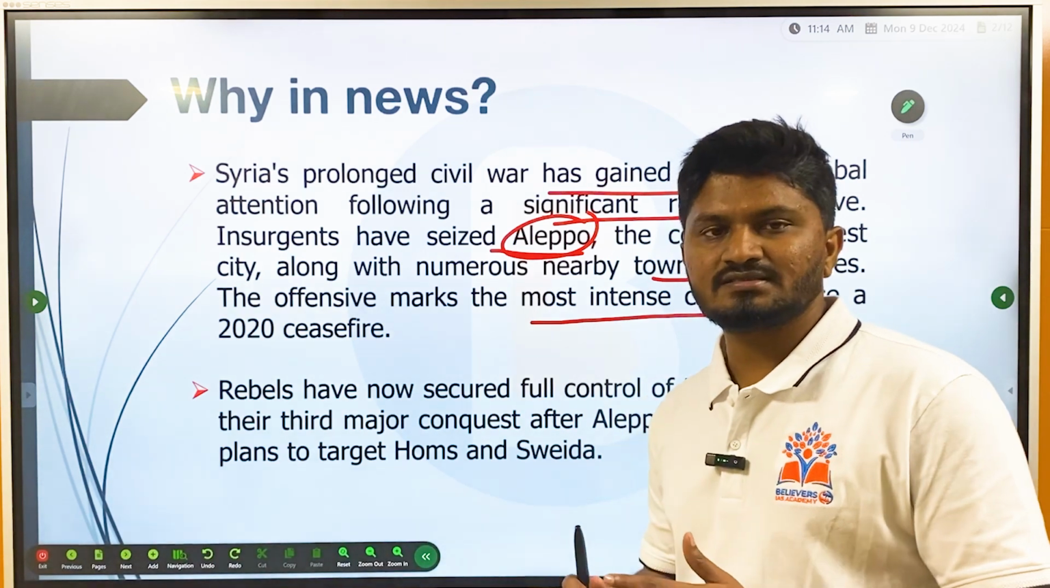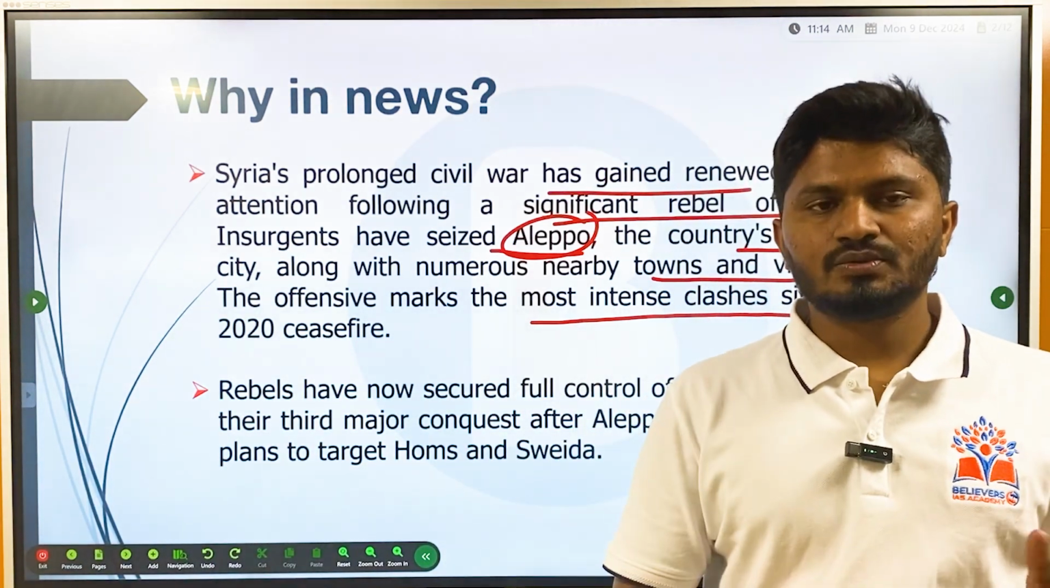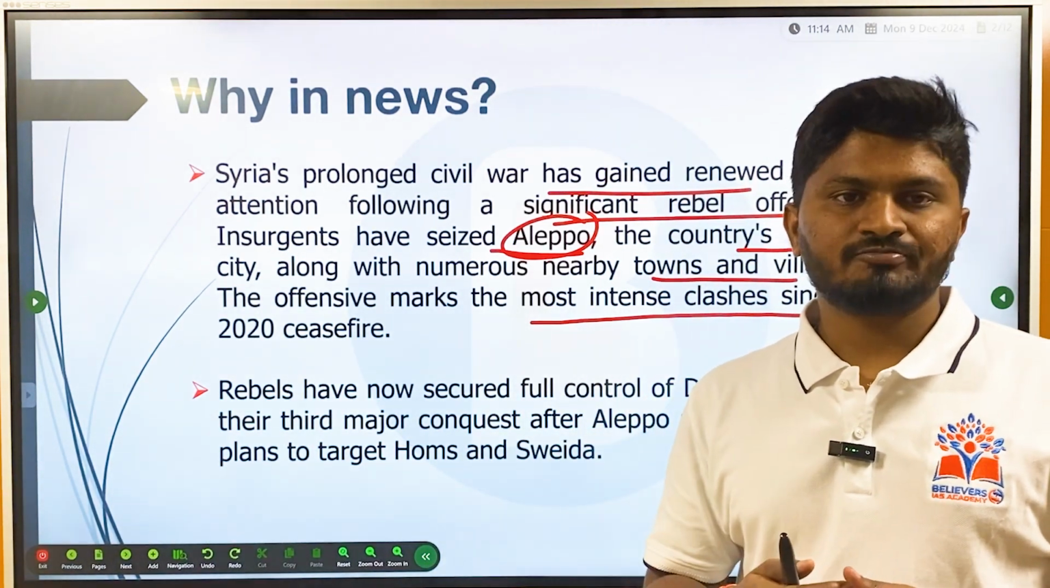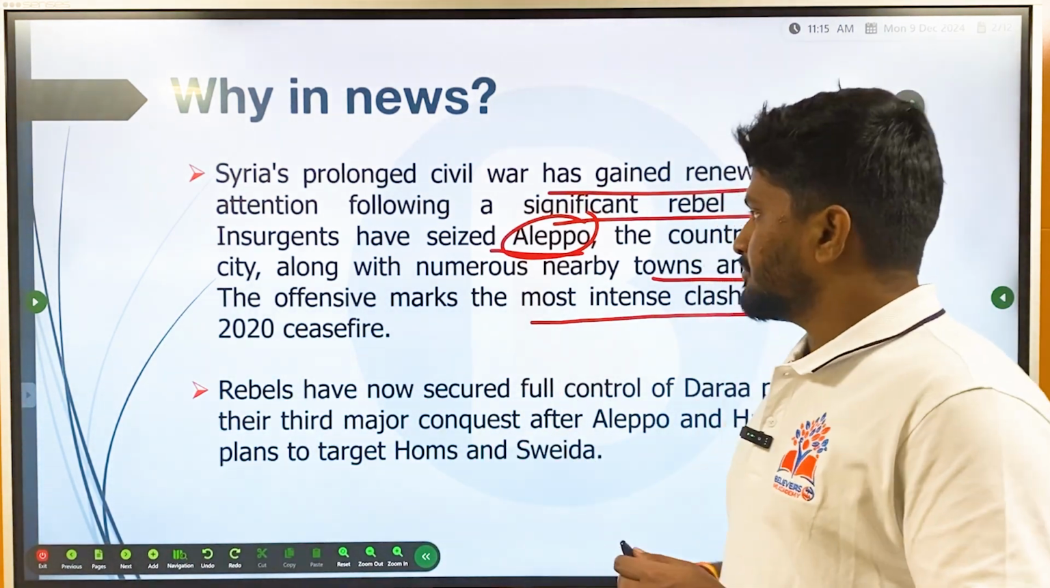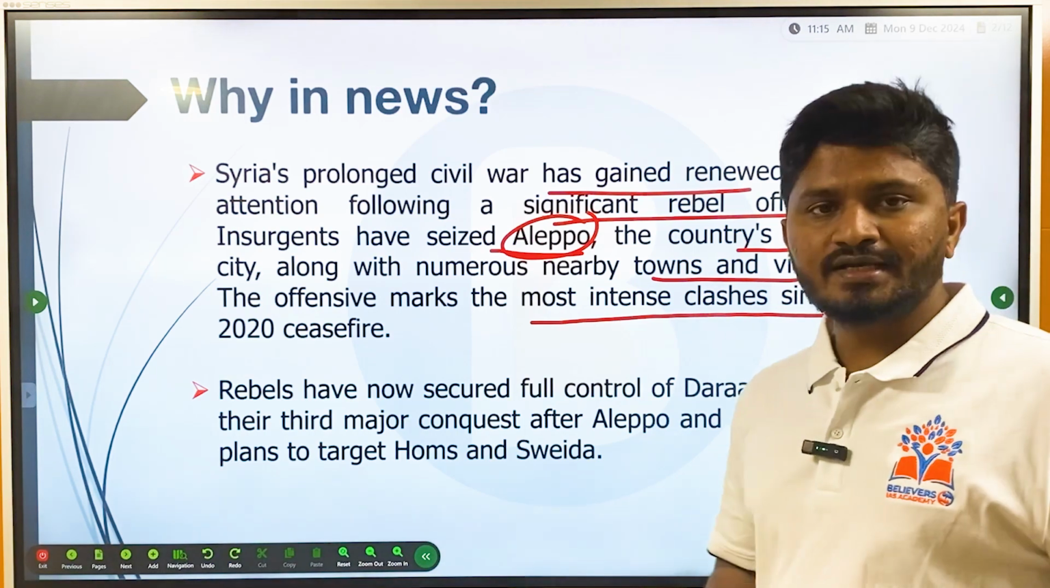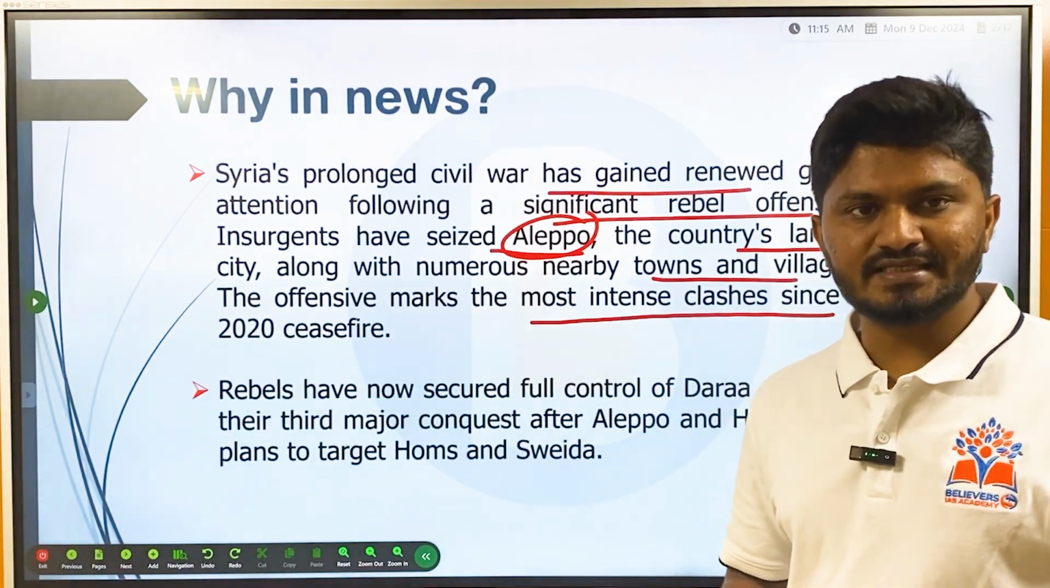There are many parties, the Syrian government and rebels, who are fighting for the control of Syria. So in one such attack, the Syrian rebels have mounted the largest attack in recent years. That is why it is in the news.